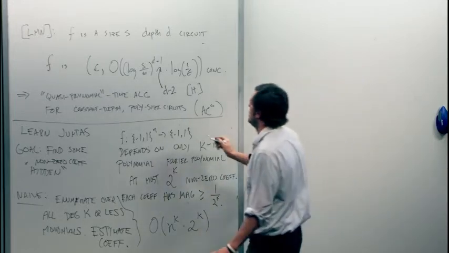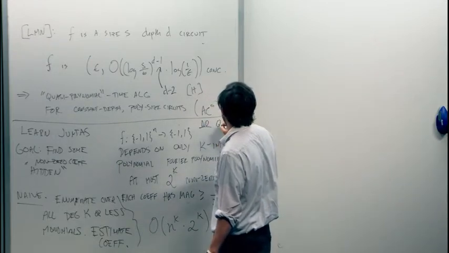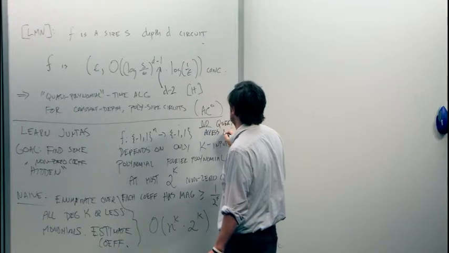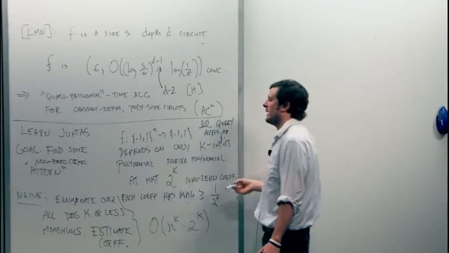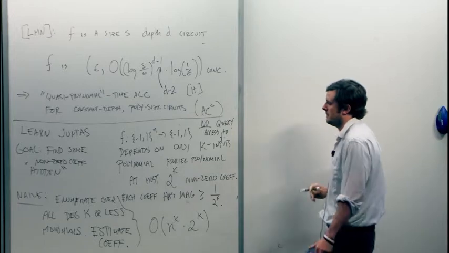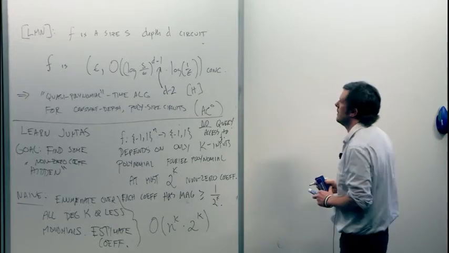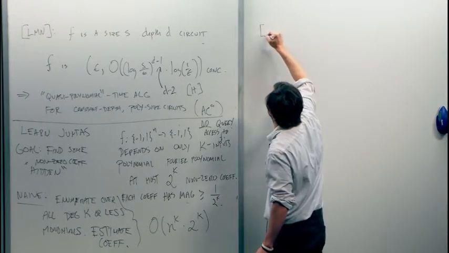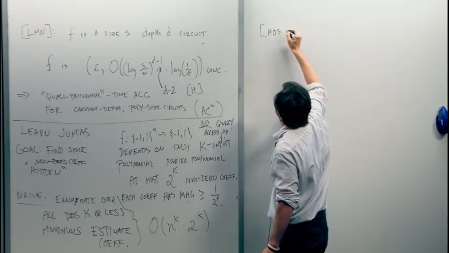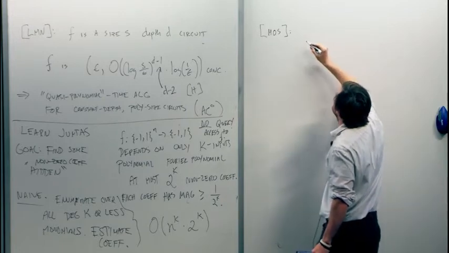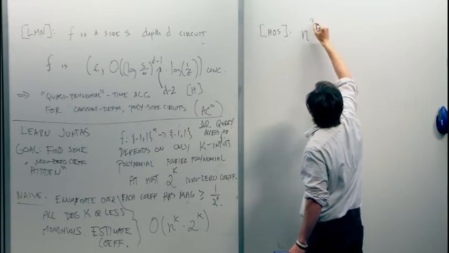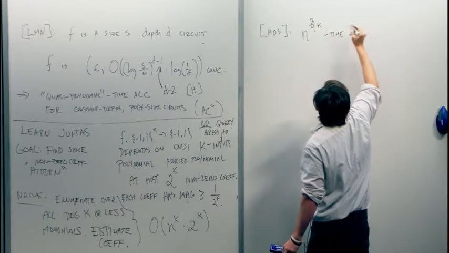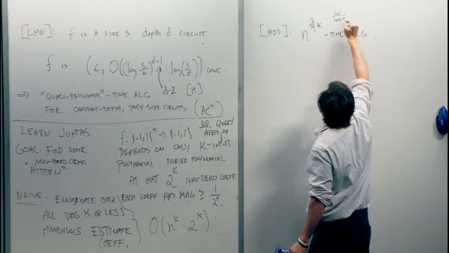And let me remind you that there's no query access to f. It's easy to see that if you have query access to f, you can learn juntas in polynomial time. OK, so as I mentioned last time, Mossel, O'Donnell, and Servedio gave an n to the 3/4 k time algorithm. This is actually omega over omega plus 1.